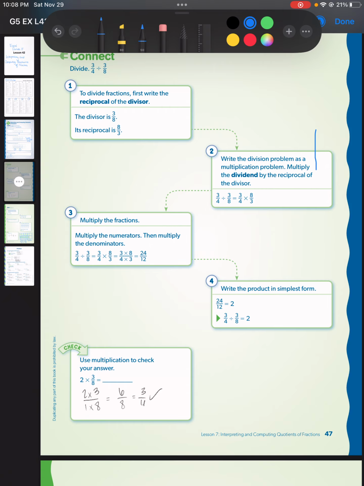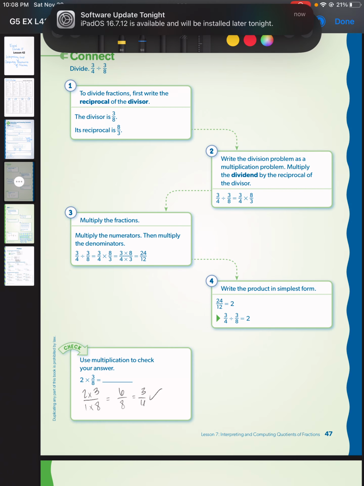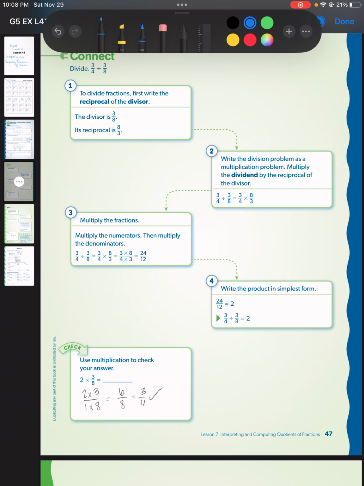When we go to the next problem, this is supporting students with using the standard algorithm. You really want to help kids with some of the vocabulary first. So we're doing the same problem, but with the standard algorithm. So we're dividing 3/4 by 3/8.